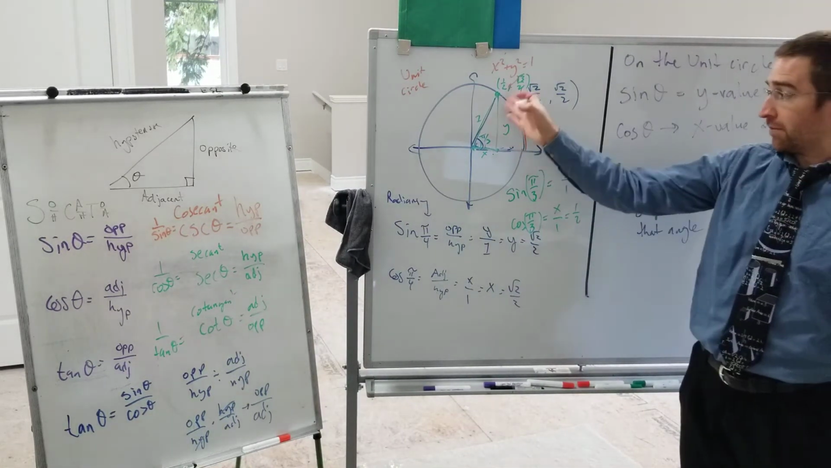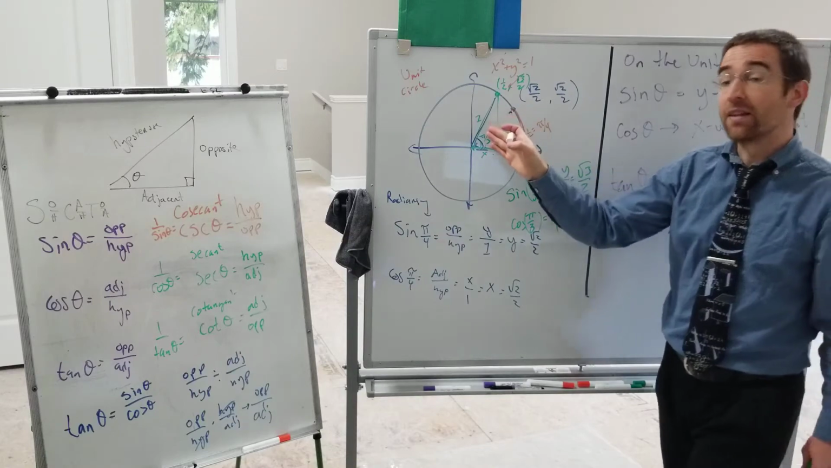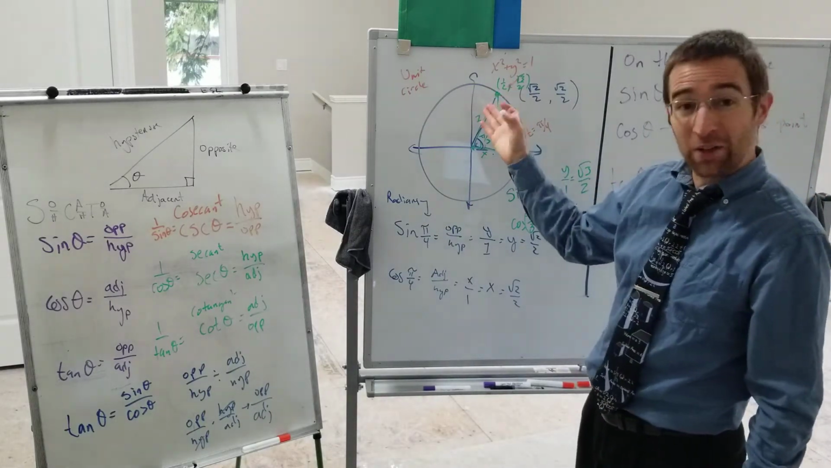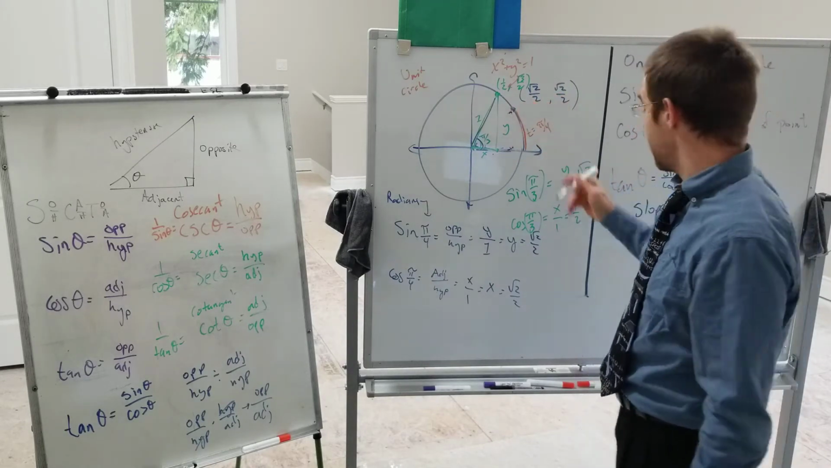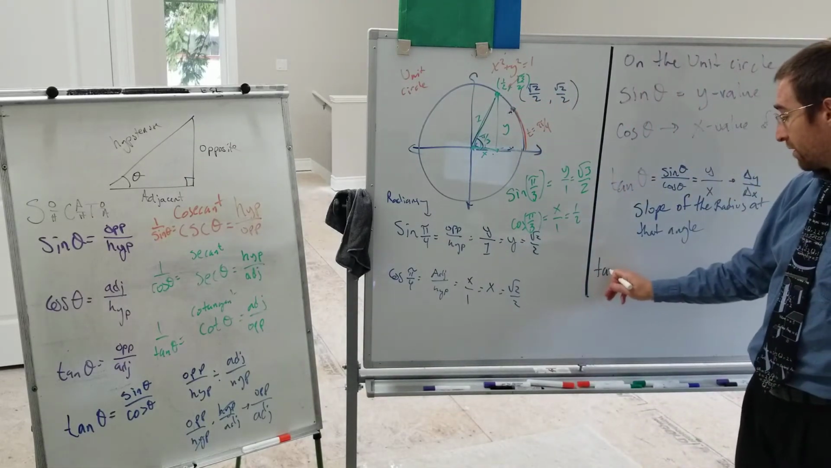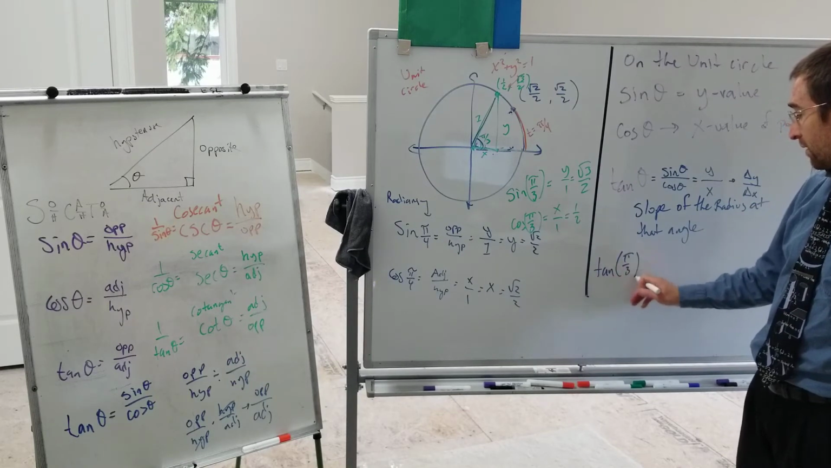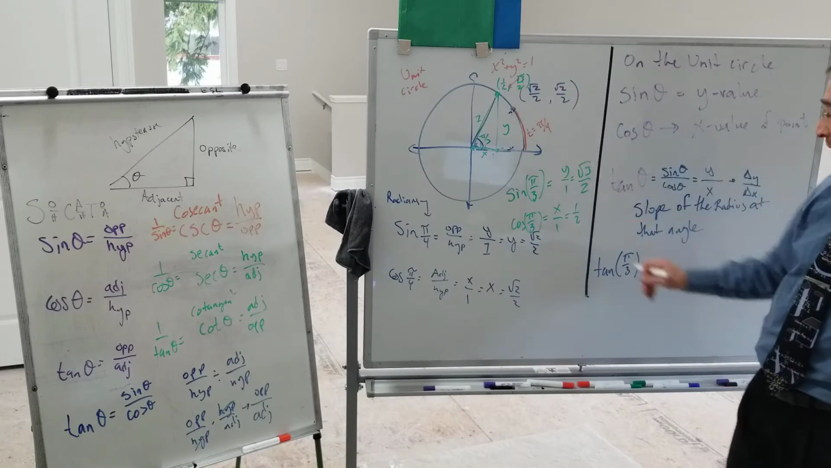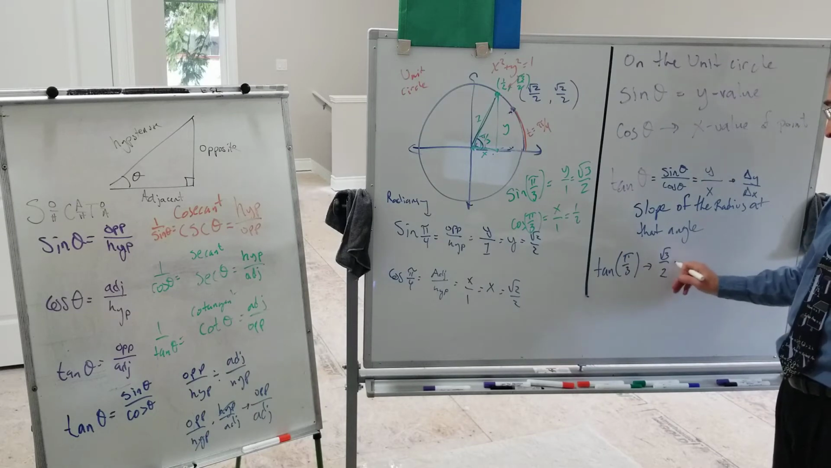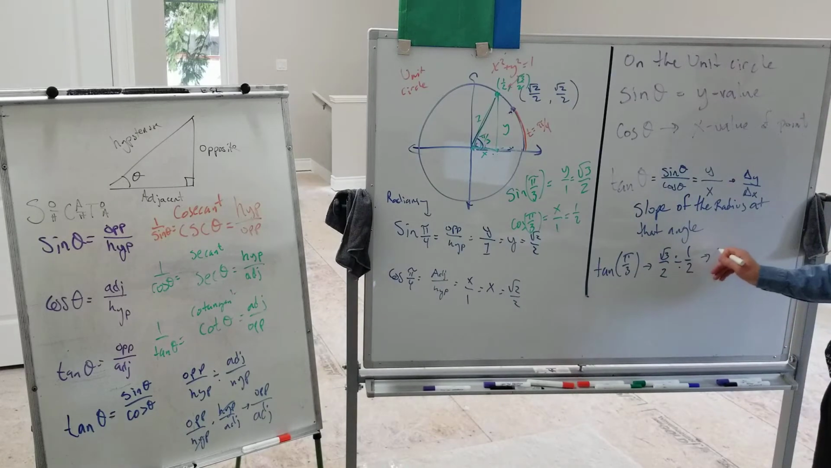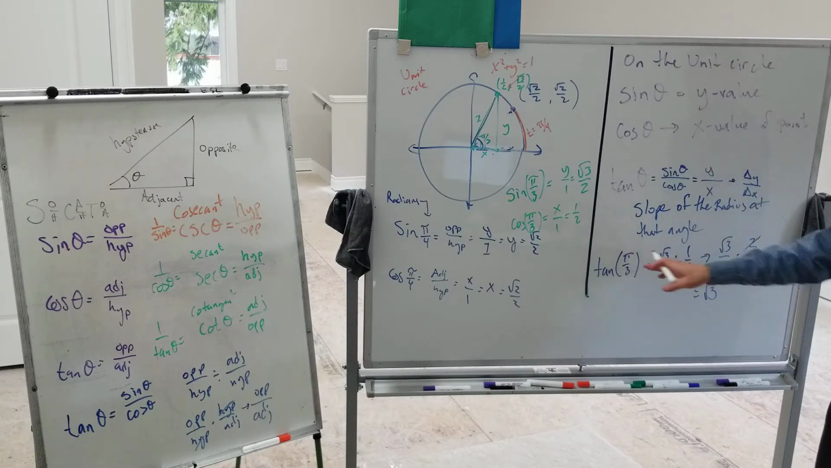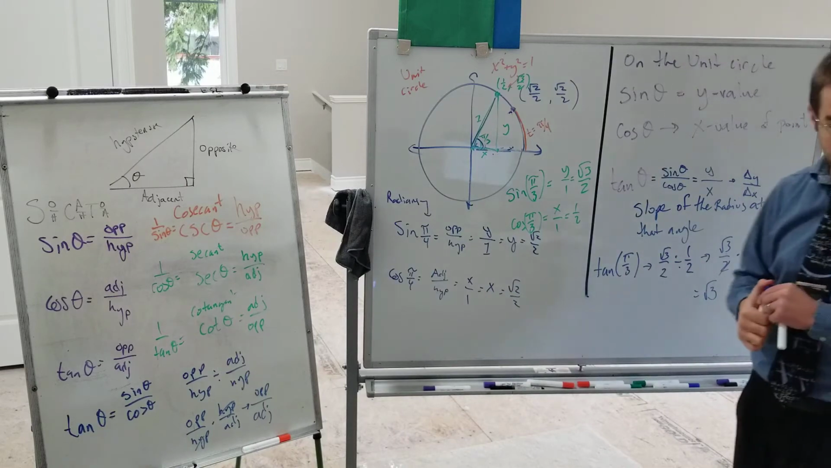So let's say we have the tangent of pi over 3. This is going to be a slope that's positive and bigger than 1, because 1 would be at pi over 4, because x and y are the same. So if I wanted to find a tangent of pi over 3, I'd go y divided by x, so root 3 over 2, divided by 1/2, right? Sine divided by cosine, which is root 3 over 2 times 2 over 1. We flip and multiply, which is just square root of 3. So tangent of pi over 3 is square root of 3.